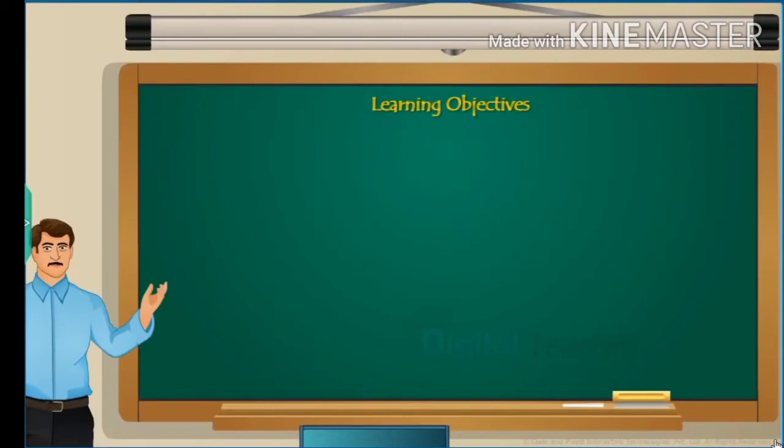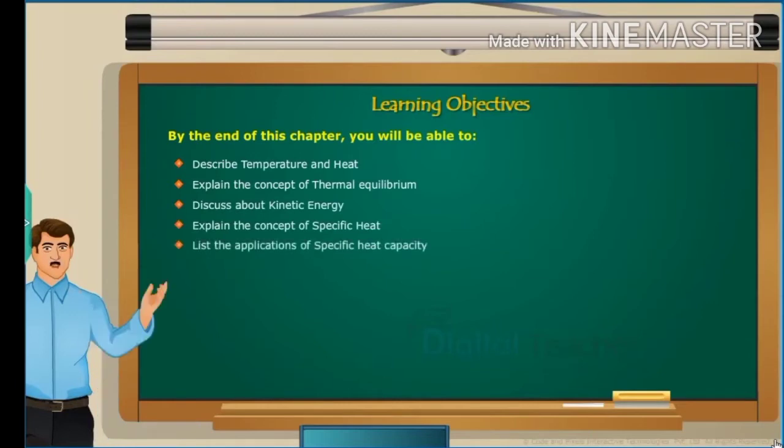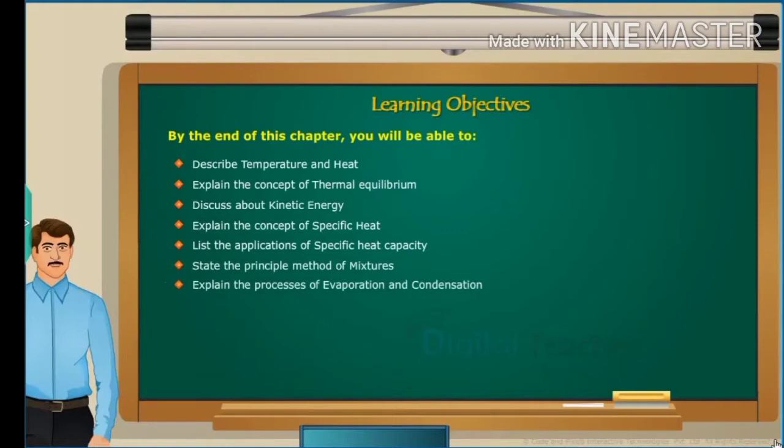Learning objectives. By the end of this chapter, you will be able to describe temperature and heat, explain the concept of thermal equilibrium, discuss kinetic energy, explain the concept of specific heat, list the applications of specific heat capacity, state the principal methods of mixtures, explain the processes of evaporation and condensation, define humidity, fog and dew, differentiate boiling and melting of substances.